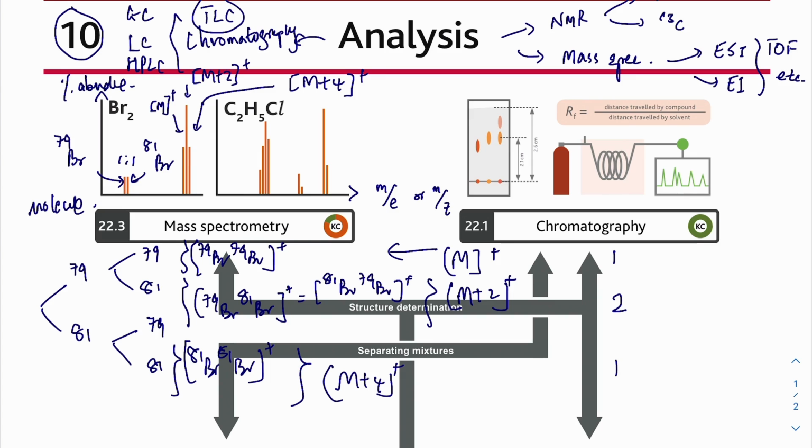But in total you see 5 lines. You don't see 3 lines in the mass spec of Br2 molecule, you see 5 lines altogether. You see more lines here because they are more complicated, bigger molecule.